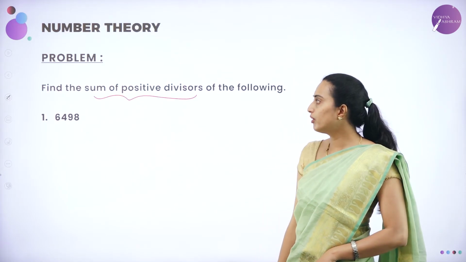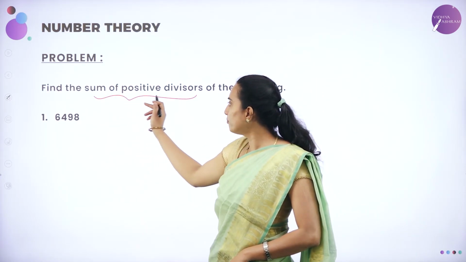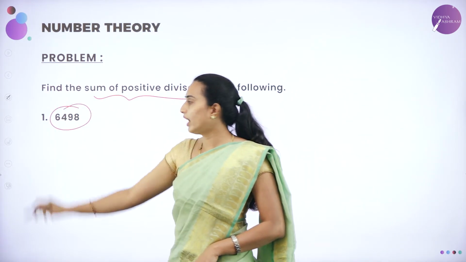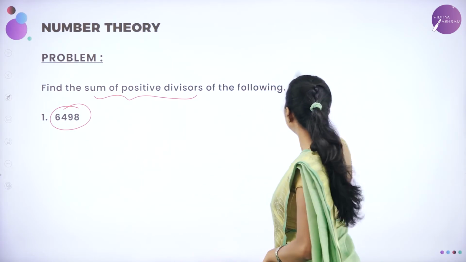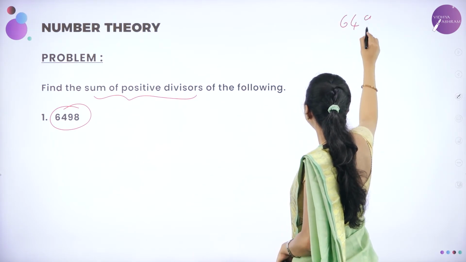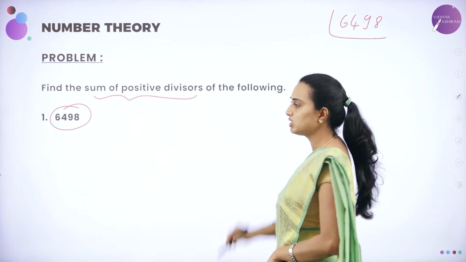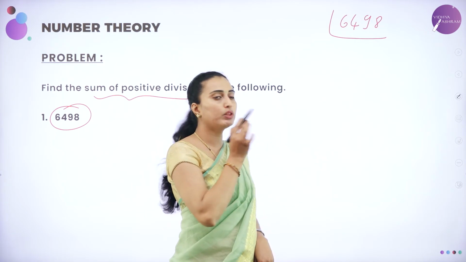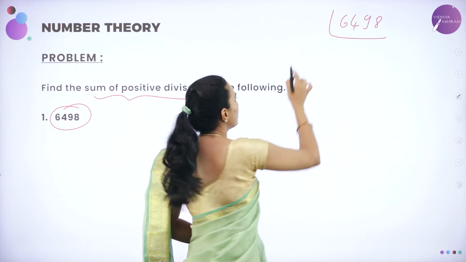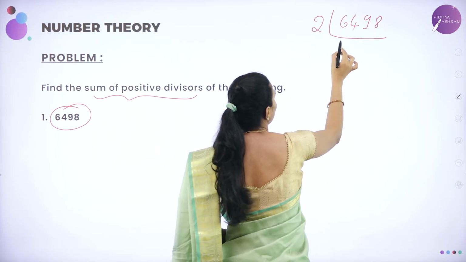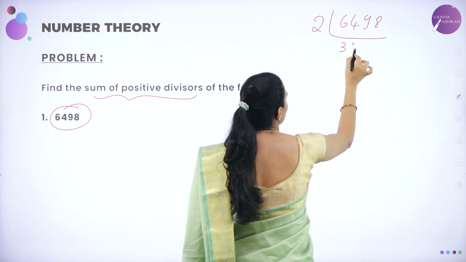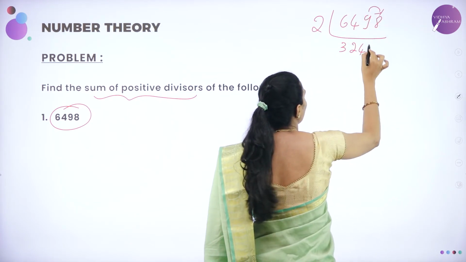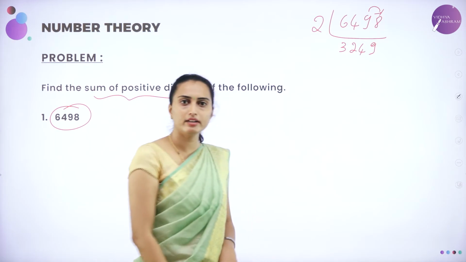Next we'll be moving on to find the sum of positive divisors of the following, which is 6498. So next we'll be moving on to again the prime factorization, which is divisible by the prime 2, because the number which is now ending with 8 is an even number. So 2 is the only even prime. 2 3s are 6, 2 2s are 4, 2 4s are 8. 1 is getting carried over. 2 9s are 18. Correct?